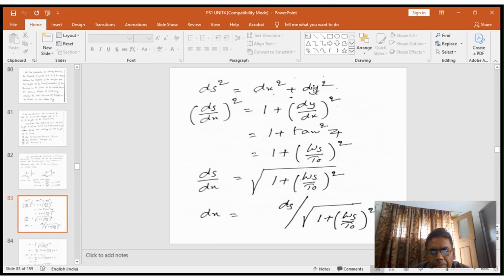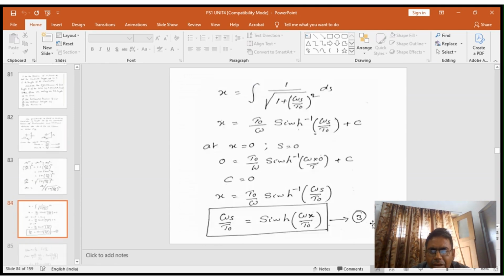Then from the Pythagoras theorem, ds square is equal to dx square plus dy square. (ds/dx)^2 is equal to 1 plus (dy/dx)^2. dy/dx is equal to tan psi, so 1 plus tan square psi is equal to 1 plus (omega x / T naught) whole square, and ds/dx is equal to square root of 1 plus (omega s / T naught) whole square. dx is equal to ds divided by square root of 1 plus (omega s / T naught) whole square.